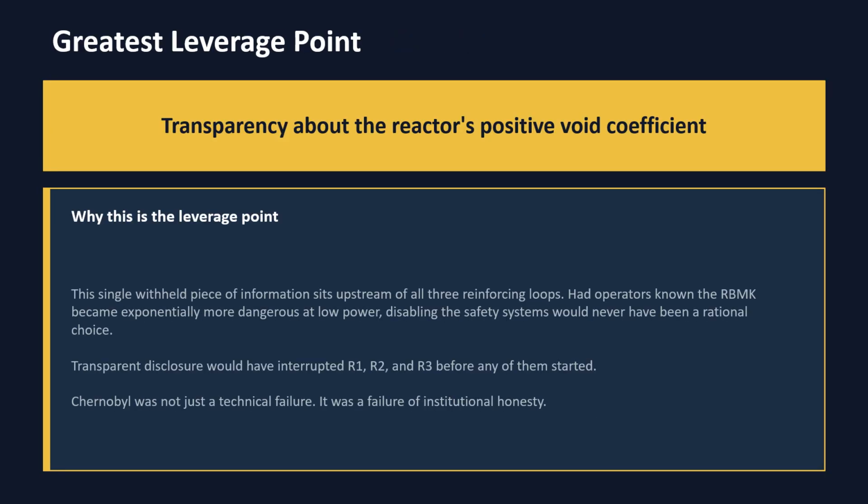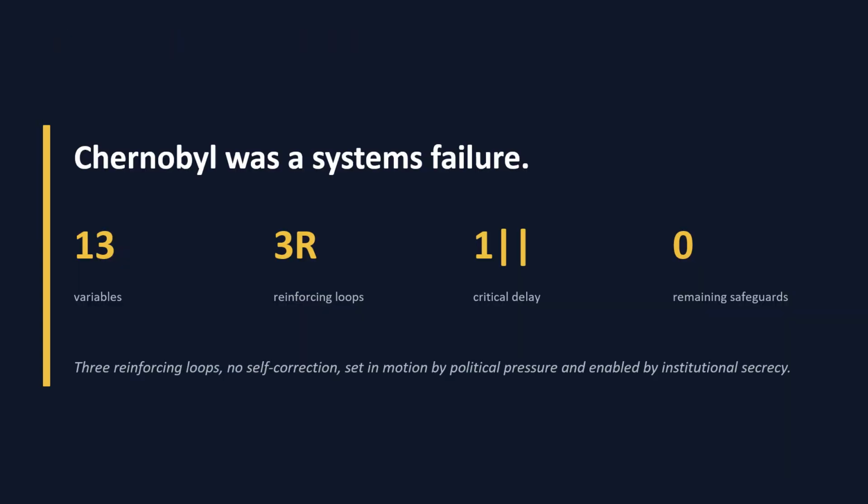The most important leverage point in the system was transparency about reactor behavior, especially the positive void coefficient, which the operators had no idea about. If the operators had known, all three reinforcing loops, R1, R2, and R3, would never have occurred. This was mainly an ethical failure in communication from the higher ups, leading to all three feedback loops escalating unchecked. Overall, Chernobyl was not just the result of one mistake, but a systems failure driven by all three of our loops, and also a critical delay and the missing transparency in the system.